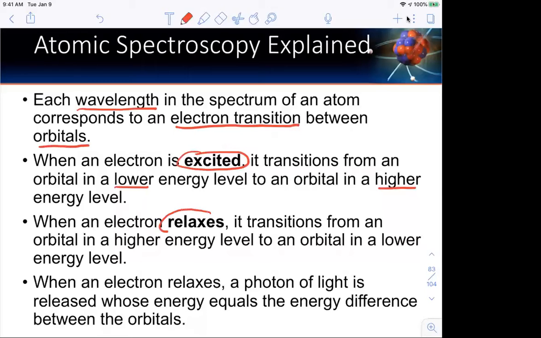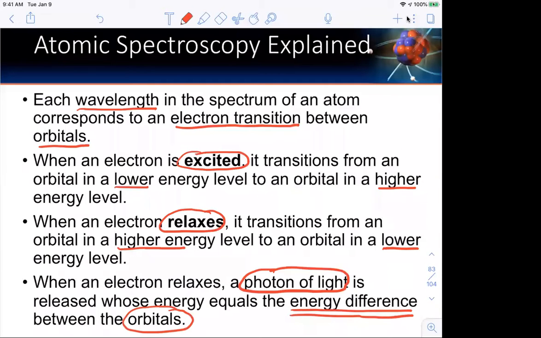When that electron relaxes, it's going to transition from that higher energy level to an orbital in a lower energy level. When the electron relaxes, that energy has to go somewhere, right? I'm going from a higher energy system to a lower energy system. What happens to the energy? Well, it emits a photon of light corresponding to that amount of energy. So the energy of that photon of light equals the energy difference between the orbitals that the electron is transitioning from.